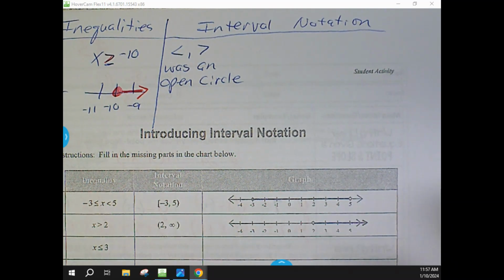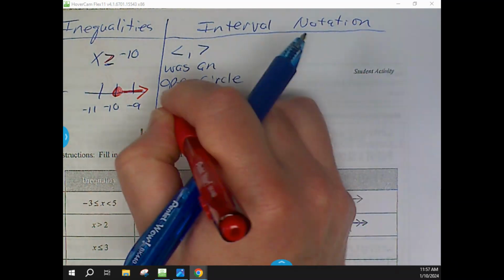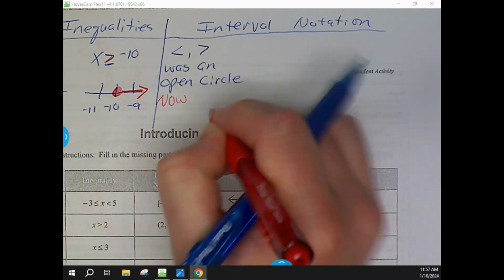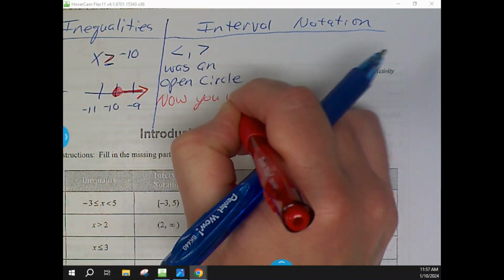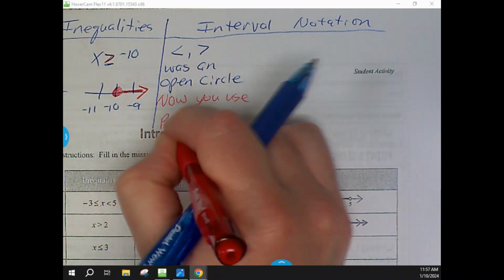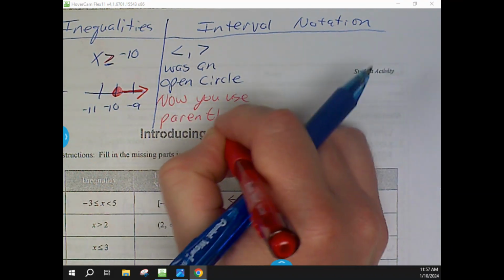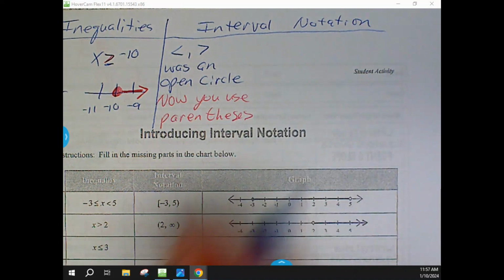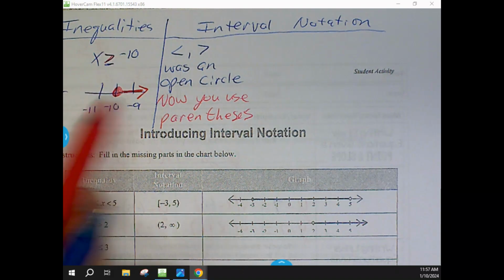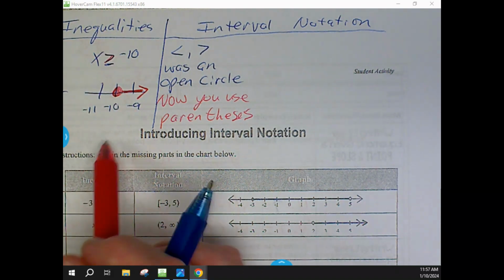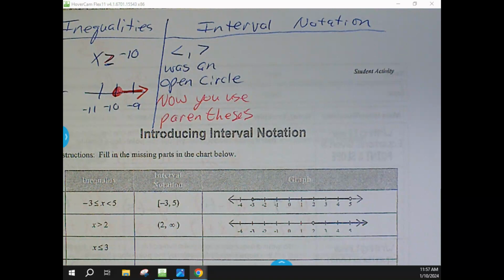Okay, and with interval notation, now you're going to use a parentheses. Because again, we're going to take this graph. So basically what we're going to do is solve this inequality. You're going to graph it, and then underneath it, we're going to put interval notation down here. So you can see how this thing lays out.